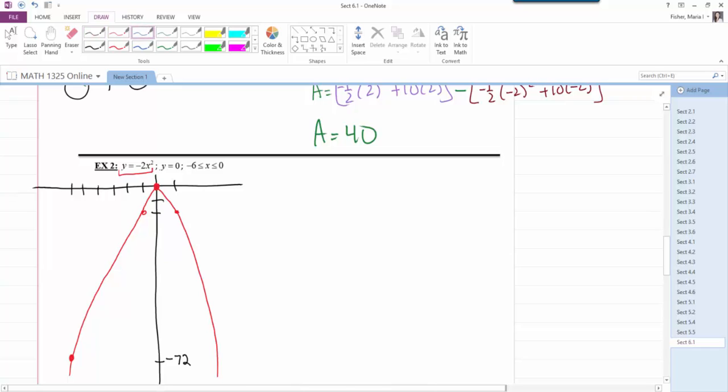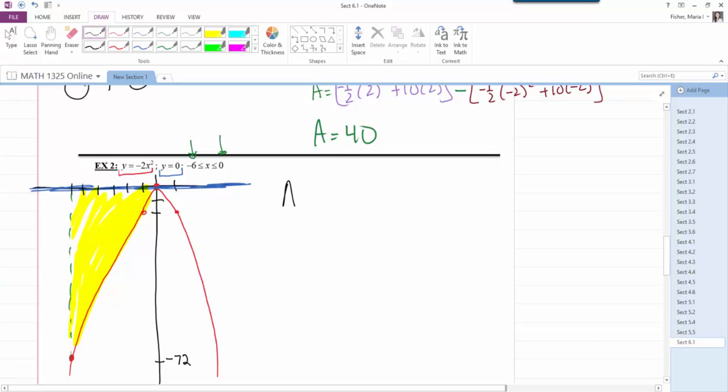y equals 0, again, is just the x-axis. So this is the graph of y equals 0. And again, we're looking between negative 6 and 0. So the area between negative 6 and 0. So we're trying to find this area right here.